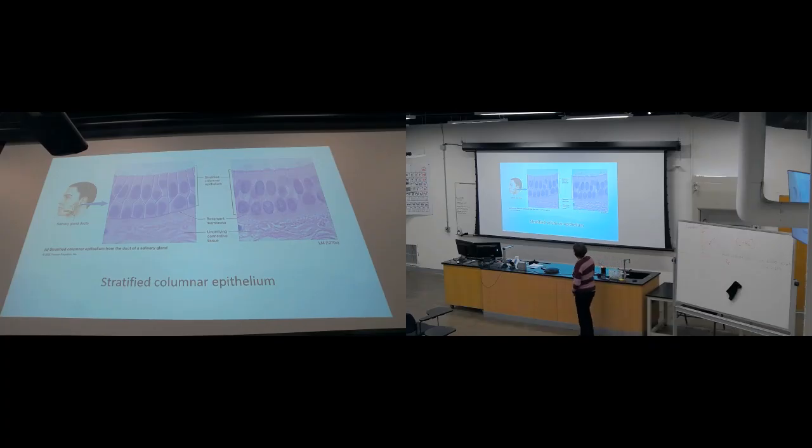Stratified columnar epithelium. We have it in the salivary gland ducts, like this. In this case, this will be the parotid gland. The parotid gland is a large gland that we have here on the sides of our jaw, and it produces saliva. So in this case, we have 1 layer, 2 layers of columnar cells. That's why it's stratified columnar.